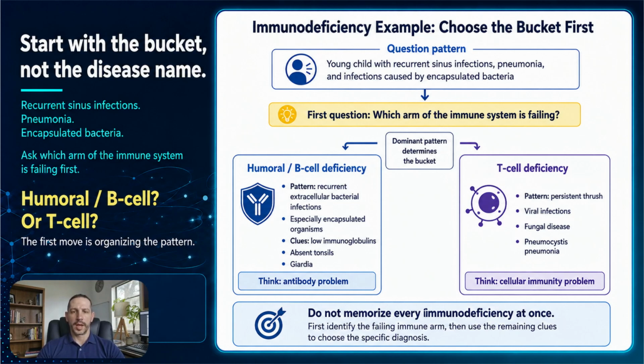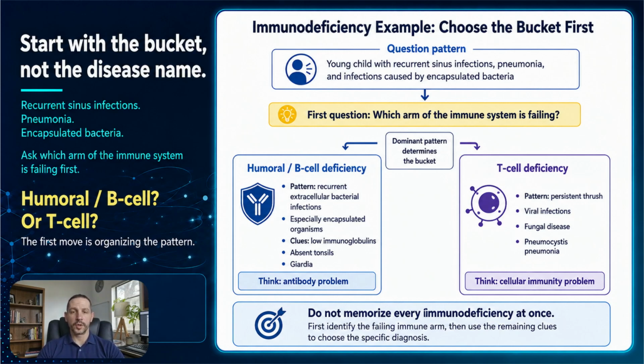Compare that with a child who has persistent thrush, viral infections, fungal disease, or pneumocystis pneumonia. That pattern belongs in the T-cell deficiency bucket. The key is not memorizing a giant list of immunodeficiencies all at once. The first move is identifying which arm of the immune system is failing.